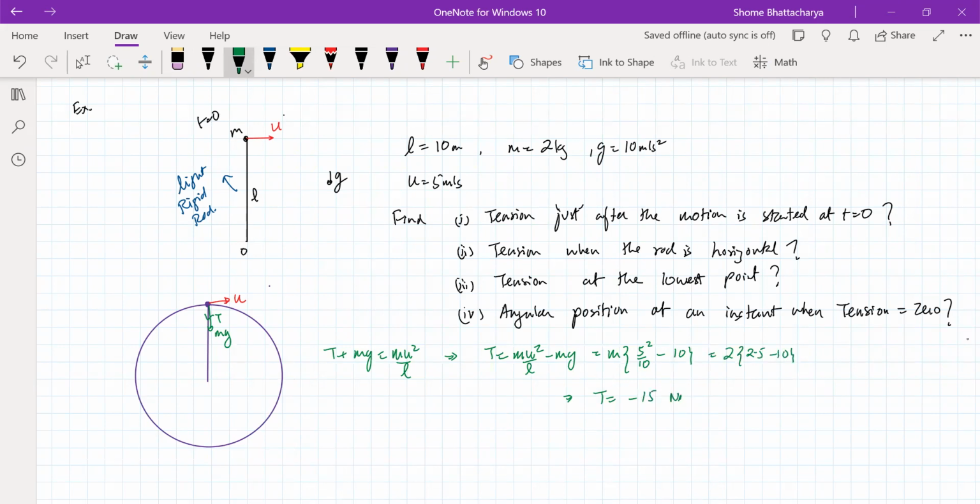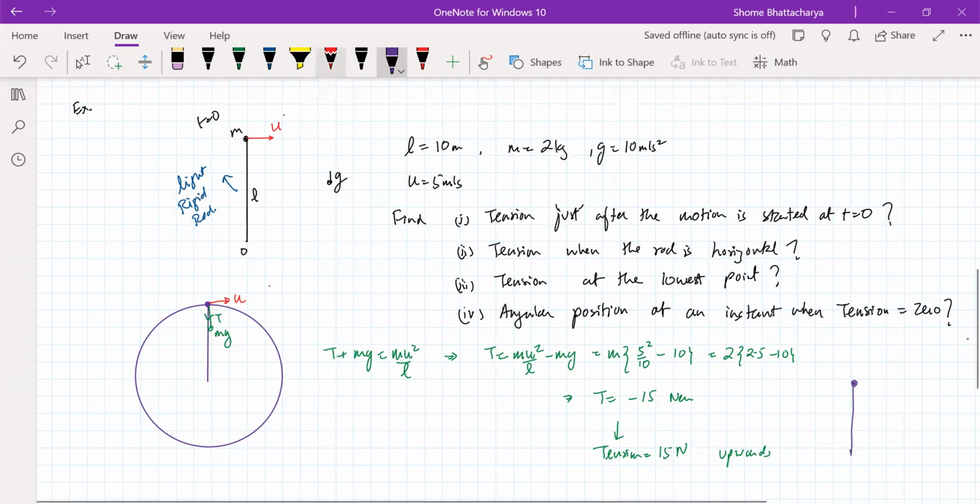So the minus sign just shows that the direction of tension is opposite. So this basically means that the tension is equal to 15 newtons, but upwards at that point. So why is it acting upwards? Because there isn't enough velocity. So the centrifugal force that is acting on the particle is not enough to exceed the weight. So the rod still has to support the particle. Tension has to be like this, of 15 newtons.